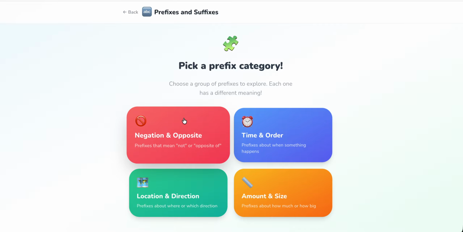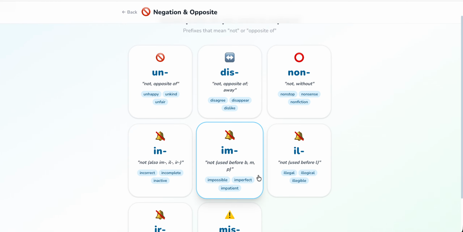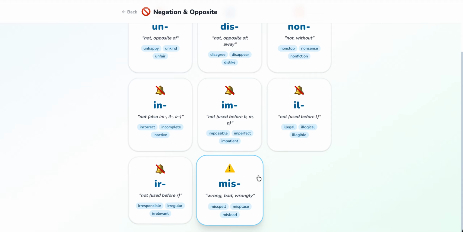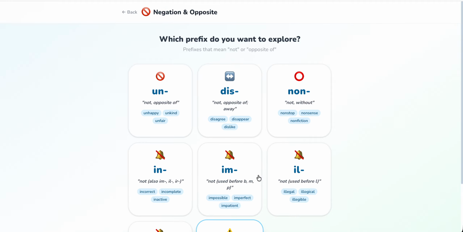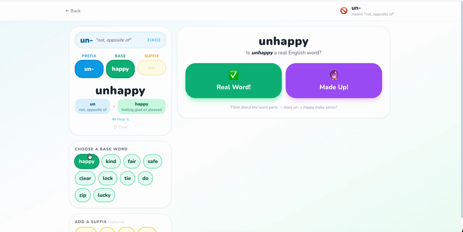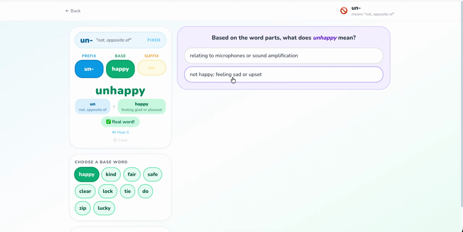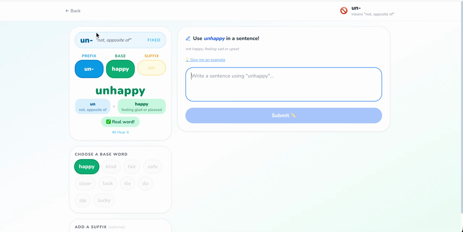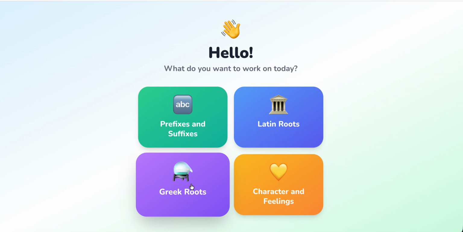We also have some prefixes. For example, opposite. Here are some prefixes that mean opposite. We have our chameleon prefixes and everything. Unhappy. You can hear it. Oh, for some reason that's not working right now. That's okay. Unhappy is a real word. Not happy, feeling sad or upset. Amazing. All right, I'm going to go ahead and go back.